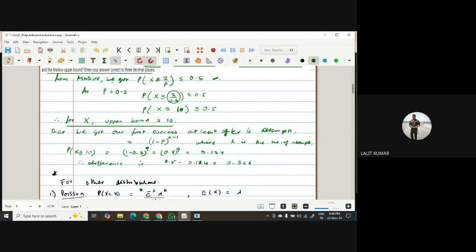So for the geometric distribution, we know that it means our first success has come after at least 10 attempts. And the formula for that is (1 minus p) to the power k minus 1. We get k is equal to 10. So probability of x greater than or equal to 10 is nothing but (1 minus 0.2) to the power 9, which comes to 0.134. Earlier we had got 0.5. So our difference is 0.5 minus 0.134.